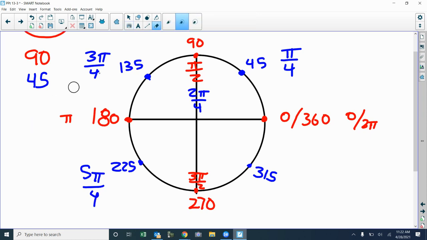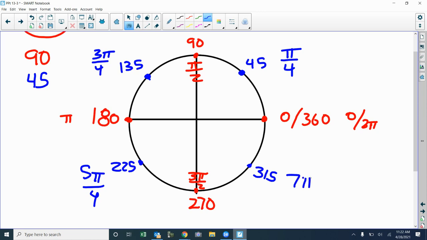I'm gonna erase these, because we're not gonna use those. Whoops, we're gonna use that one, I shouldn't erase that one. It is 3 pi over 4. 315, what do you think? 7 pi over 4. Halfway there.